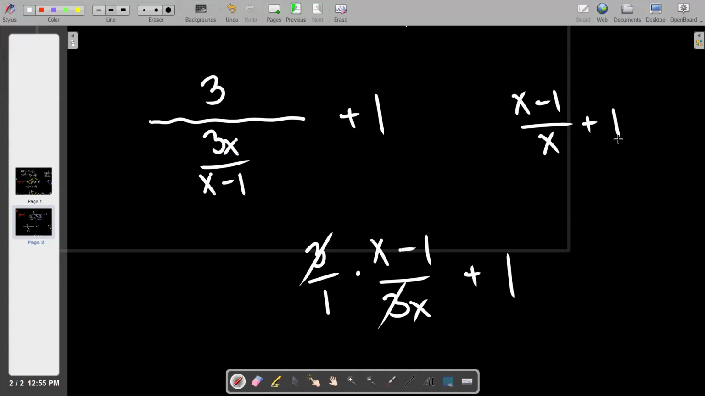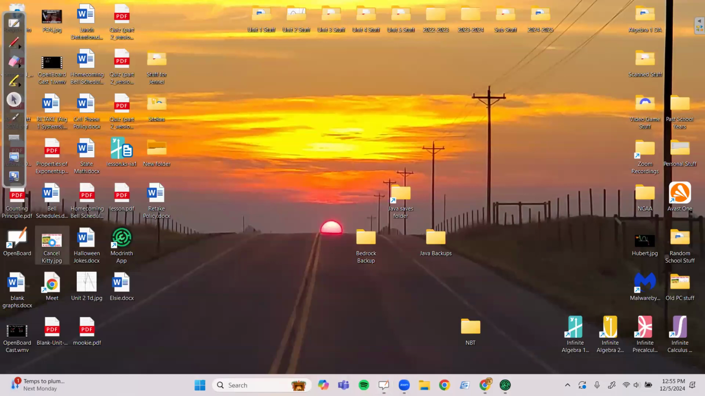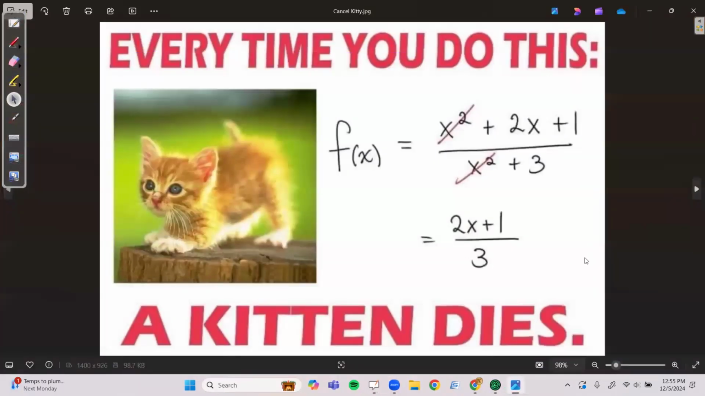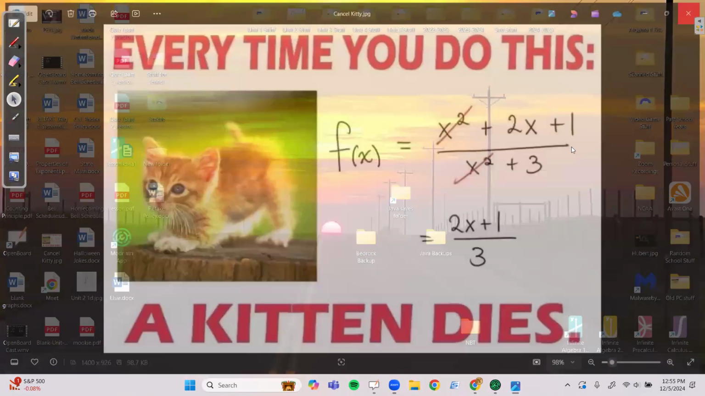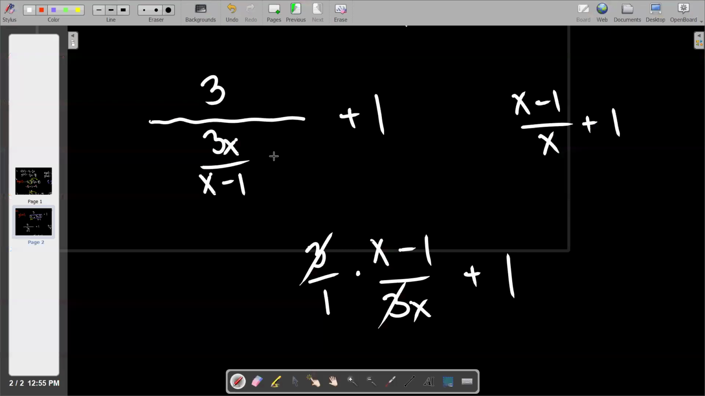And then I can't add these together yet. Why not? The x's don't cancel, and I had a picture on my board last year that you might remember. Here it is. Do you guys remember the kitties? Every time you do this, a kitten dies. Do you remember this from Algebra 2? Was this on the board for you guys? Yeah, it was my wallpaper. So the point is, remember that if something's part of an addition problem, you're not allowed to cancel it out. So these x's up here cannot cancel each other out.